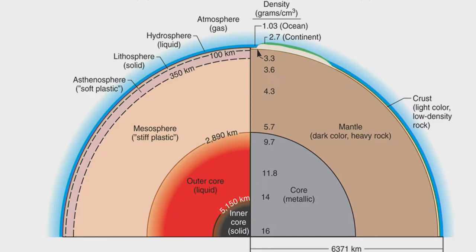Now, let's go up to the top of the diagram on the left-hand side there. There was the atmosphere, the gas, the hydrosphere, well, fancy way of saying the ocean. Then lithosphere. It says solid. That's a solid outer shell on the Earth. It's about 60 miles thick. And then below that, you'll see that term asthenosphere, and it says soft plastic. What it's really trying to say is it's a solid, but it's something that deforms.